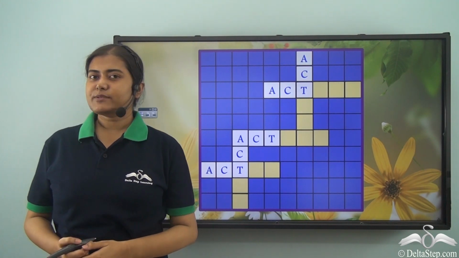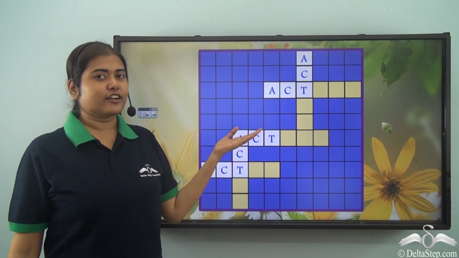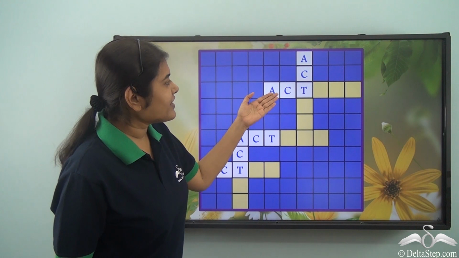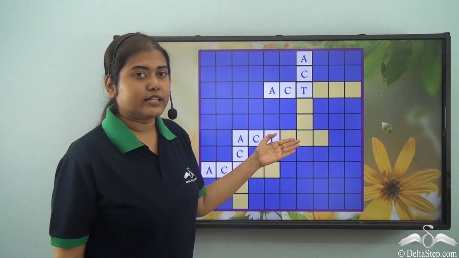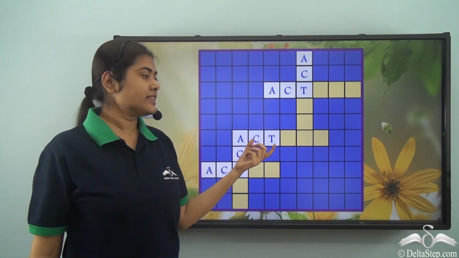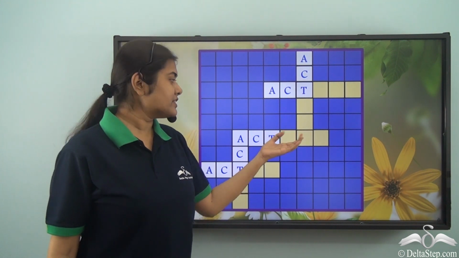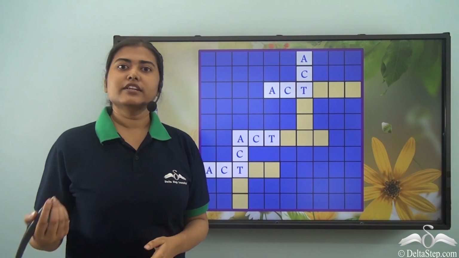Today, let us play an interesting game. Now, this is an interesting crossword puzzle. And what do we see here? Here we have all these squares and we have to make words. Now, the speciality is all these words begin with act. And we will have to add some letters after this, either horizontally or vertically, to make new words.